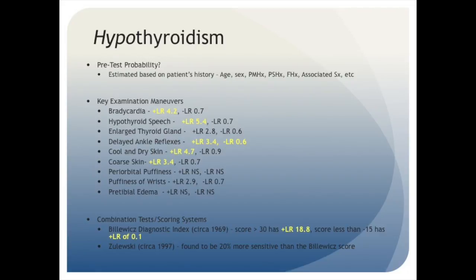And I want to point out that there's a couple physical exam maneuvers that you can do before you even really get into the exam that are pretty effective, one being bradycardia, a heart rate less than 60, which, if present, has a positive likelihood ratio of 4.2 for hypothyroidism, and the presence of hypothyroid speech, which is a slow, kind of muffled speech pattern that we'll see an example of right now.